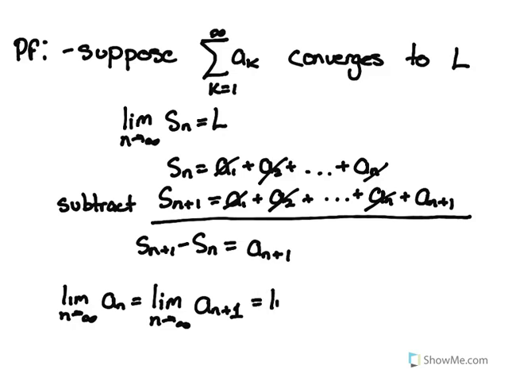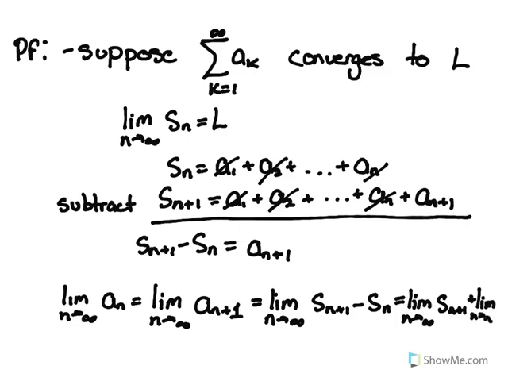This is equal to the limit from the above line as n goes to infinity of S_{n+1} minus S_n, which if, again, we distribute the limits, this becomes the limit of S_{n+1} minus the limit of S_n, and this is equal to L minus L, because both these limits are L, which is equal to 0. So this shows that the limit as n goes to infinity of a_n is equal to 0.